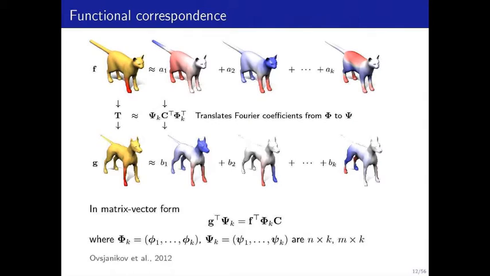And this gives rise to a linear system of equations. There is a linear relation between the corresponding functions on the cat and on the dog that is encoded by this matrix C, which tells how the coefficients are translated from one basis to another. These matrices phi subindex k and psi subindex k denote the truncated Fourier basis with the first k vectors. You can think of it as a kind of low pass filter. And n and m are the number of vertices in the corresponding shapes.